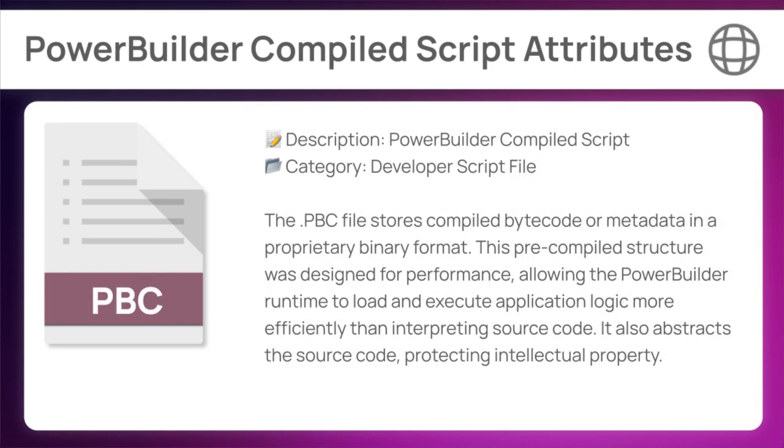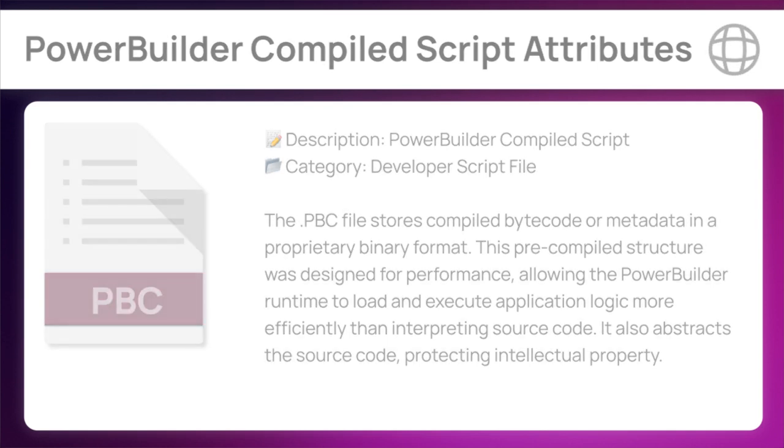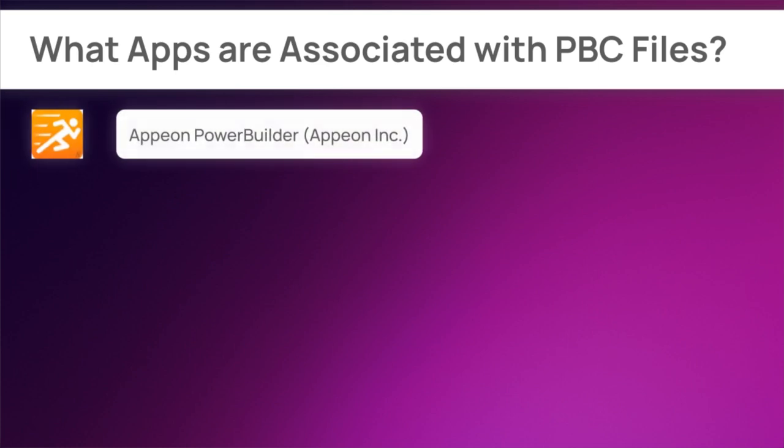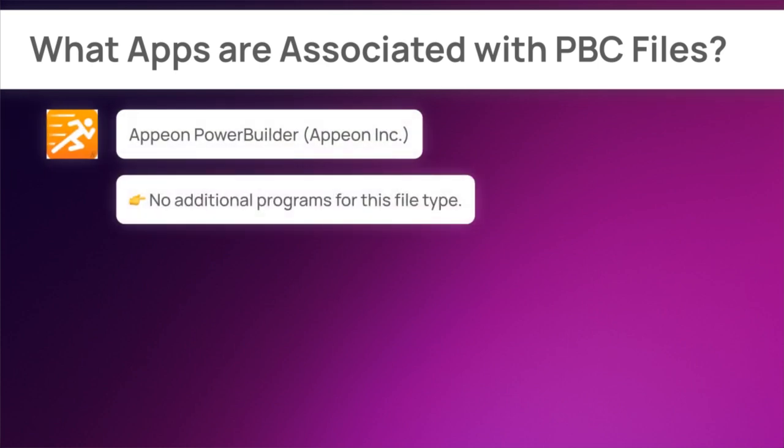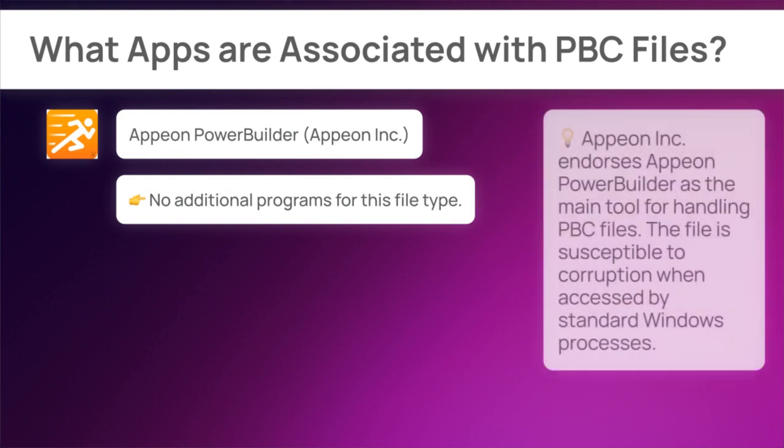This precompiled structure was designed for performance, allowing the PowerBuilder runtime to load and execute application logic more efficiently than interpreting source code. It also abstracts the source code, protecting intellectual property. The most common, market-leading program for PBC is Appeon PowerBuilder from Appeon Inc. The file is susceptible to corruption when accessed by standard Windows processes. Windows identifies the script as text, but its functionality depends on a matching runtime.